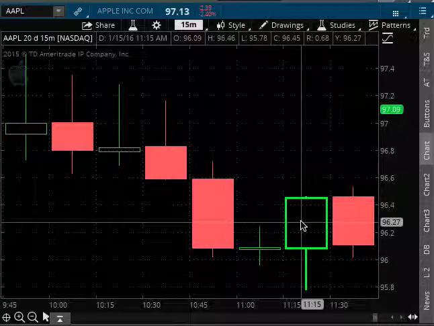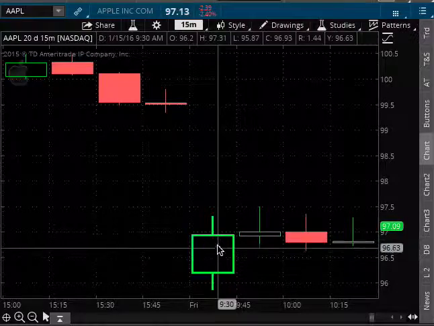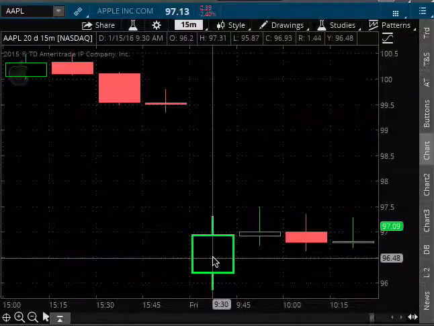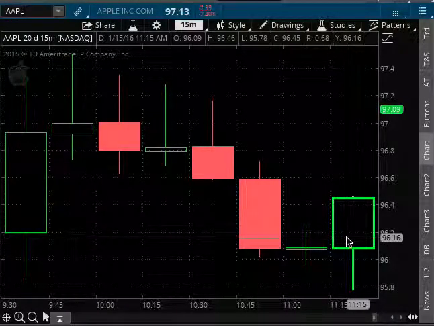So let's say he said, hey, I bought Apple at 9:30. Did I make or lose money by 11 o'clock? All right, well, at 9:30, let's say he or she bought Apple at $96.20. But at 11:15, the price opened at $96.09. So he was actually down 11 cents by 11:15. So you can say, hey, I don't want to be the bearer of bad news, but you're down 11 cents.